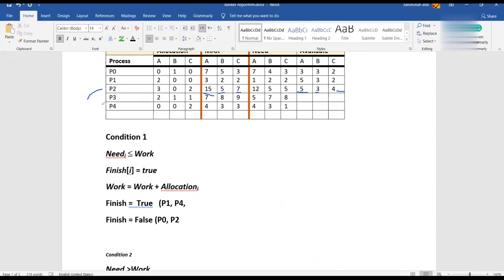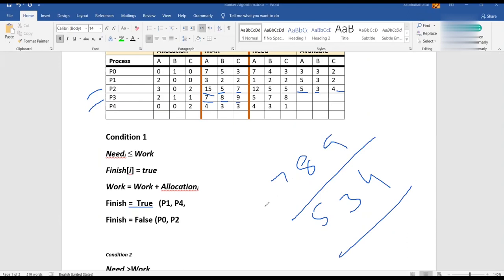And let's look at P3. P3 demands how much? 7, 8, 9. The system has how much? 5, 3, 4. So you know that. Now what's going on? Now this condition becomes true. Work is less than or equal to what? Need.